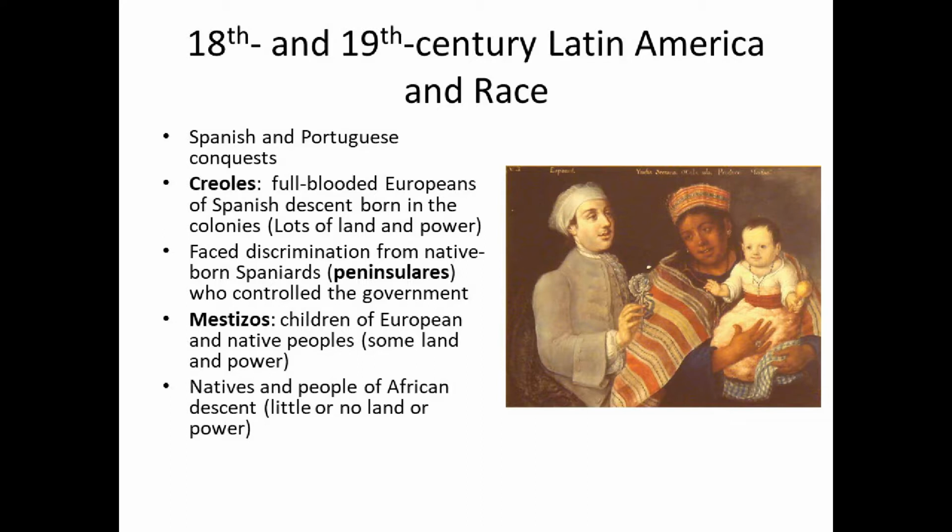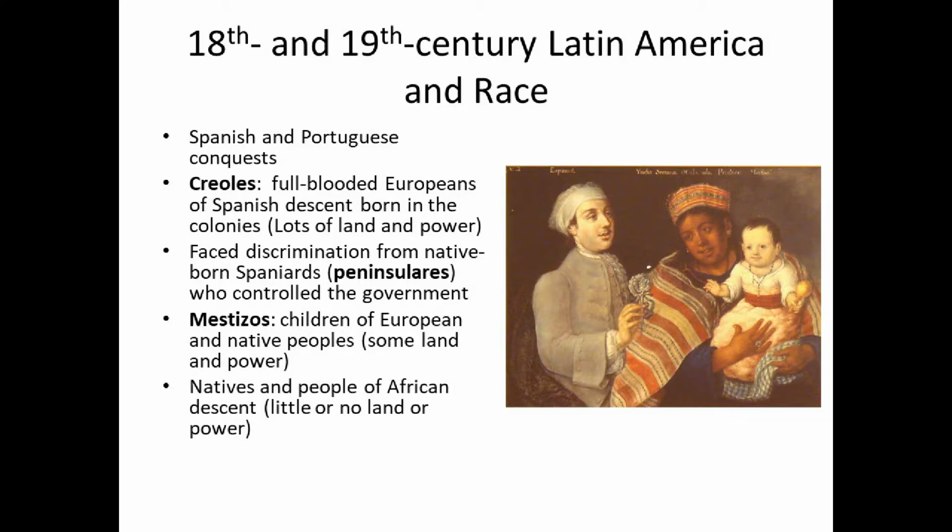So the first term that we use is Creole. Creoles were full-blooded Europeans of Spanish or Portuguese descent born in the colonies, right? So if, let's say, your father and mother both are born in Portugal, they immigrate to Brazil, and you are born in Brazil, you are a Creole. Your mother and father are from Spain. They immigrate to Venezuela. You are born in Venezuela, you are a Creole.